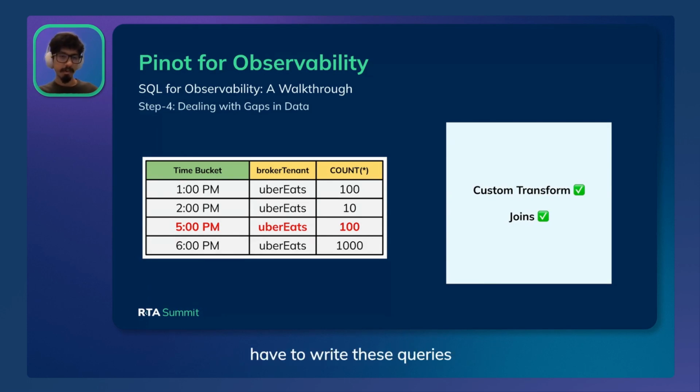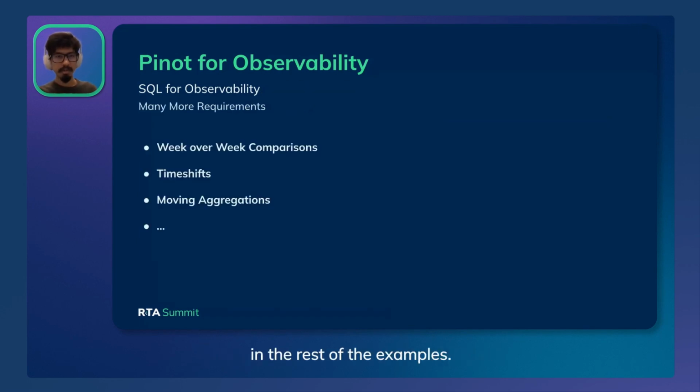And in the end, users have to write these queries and they have to not just deal with gaps, but also they want to do more after this. They just don't want to stop at gap filling. They might want to do more, as I'll show in the rest of the examples. But what are the other things that they might be interested in?